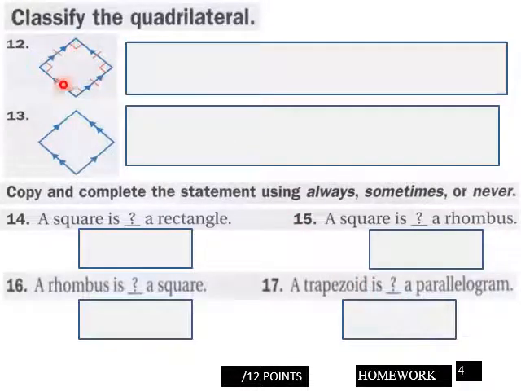Page 4, classify these quadrilaterals here in these spaces. And then for this bunch down here, copy and complete the statement using always, sometimes, or never. A square is blank, a rectangle, blah, blah, blah. So fill it in here using these. What are these? These are adverbs. Always, sometimes, or never. So you got 12 points here, page 4.